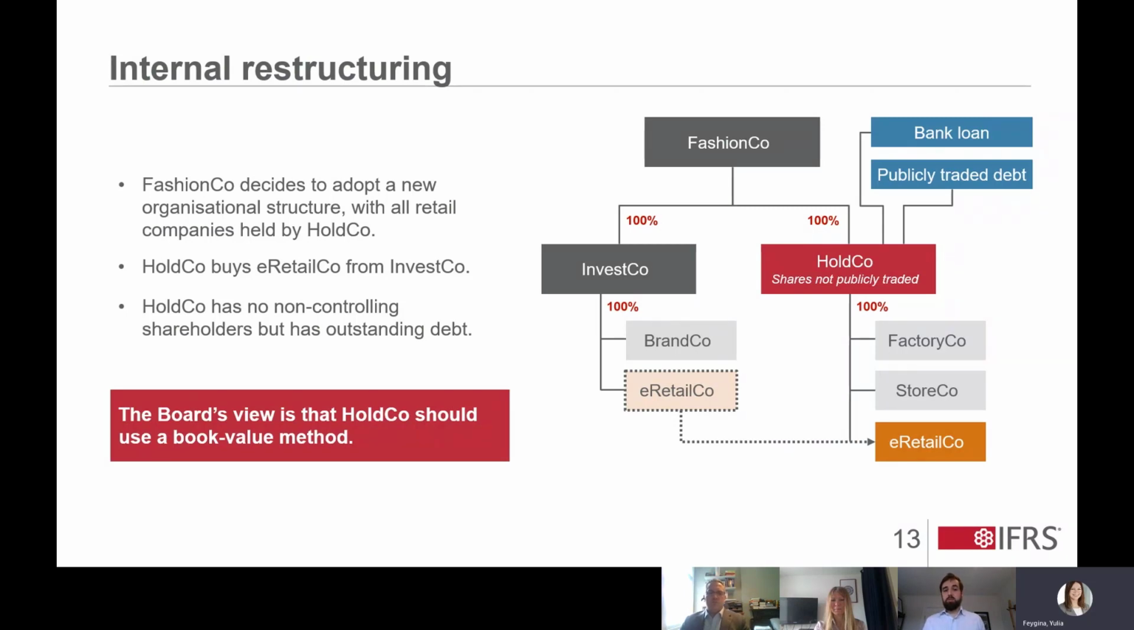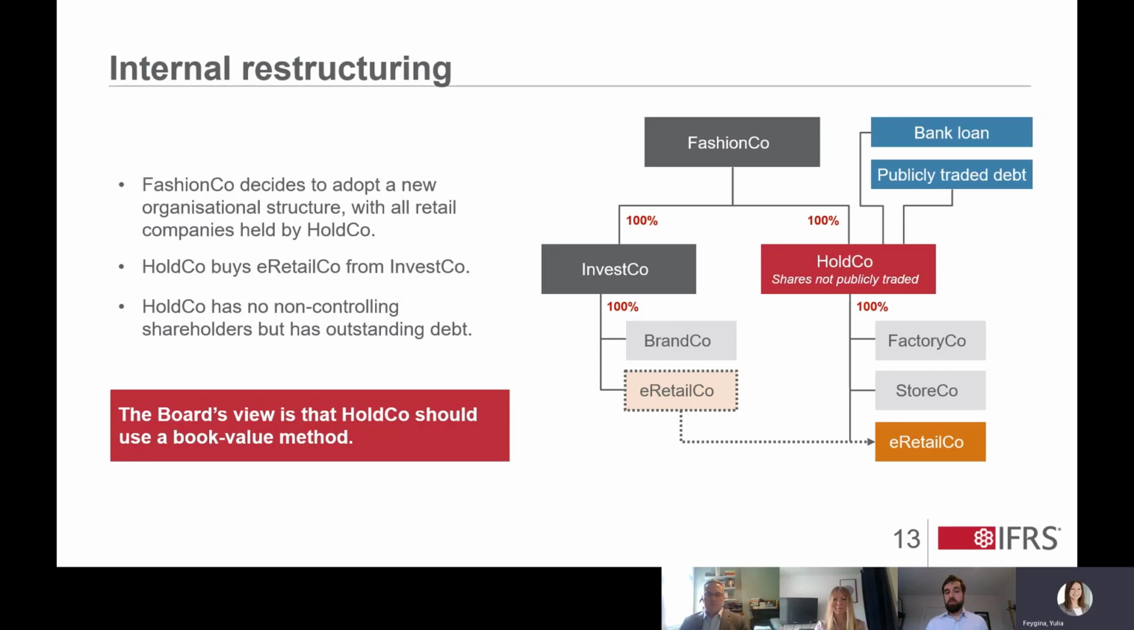The board's view is that Holdco should apply a book value method here, because there aren't any non-controlling shareholders. The presence of debt investors, in the board's view, should not affect the selection of the accounting method. This is because, firstly, the nature of the economic interest held by the company's lenders is different from the nature of the economic interest held by the company's shareholders. Secondly, based on our initial consultations in the project, credit analysts can work with book value information, and the use of a book value method rather than the acquisition method would not greatly affect the outcome of credit analysis.